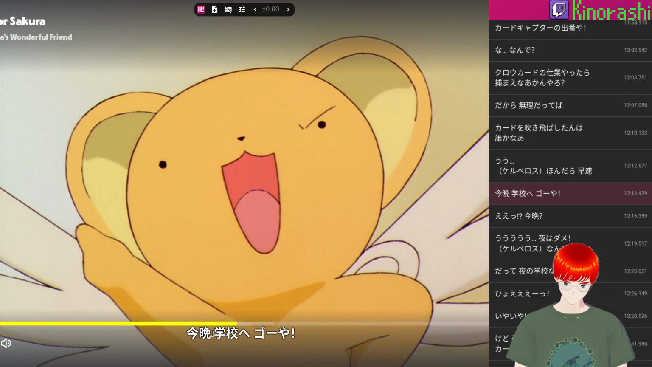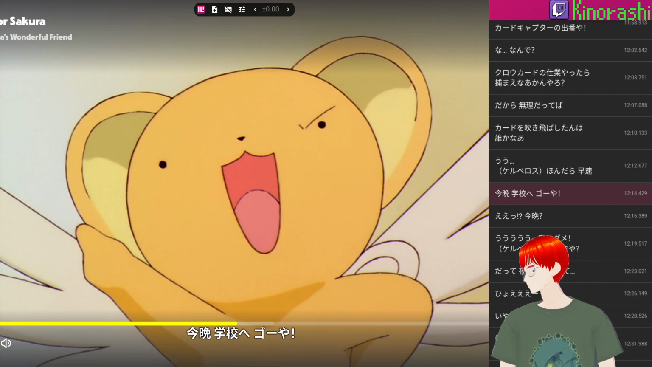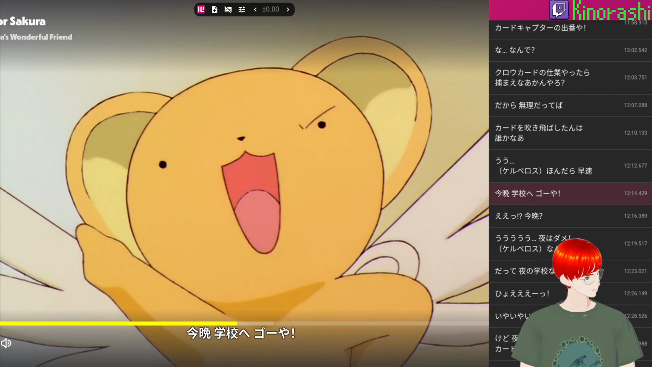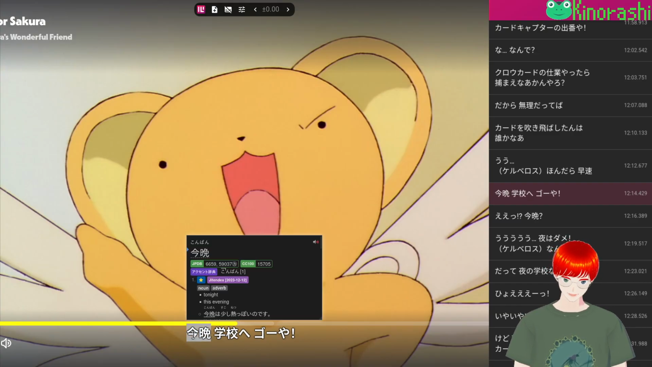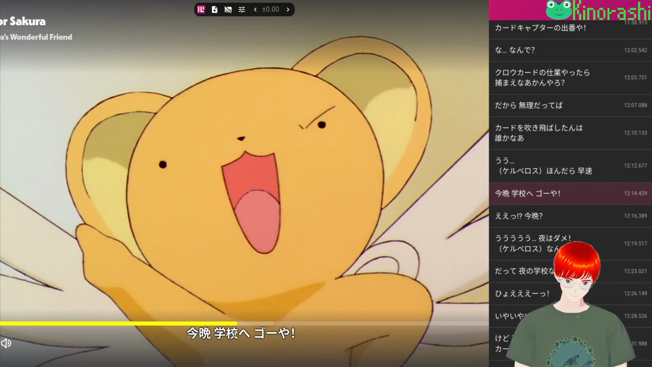Oh, that's right. Relative time expressions do not need the ni particle. This is a relative time expression, konban, which is actually exactly the same way English does it, in which relative time expressions don't need additional words.